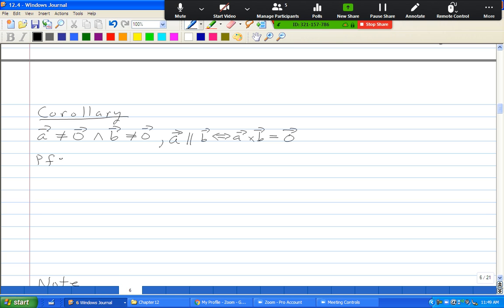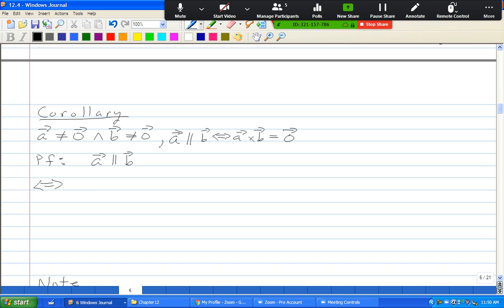Two vectors will be parallel if and only if the angle of intersection between those two vectors, and for the angle of intersection I'll take the smallest angle, so the minimum angle between the two vectors, the angle that's between, let's say, 0 and pi, where these two vectors intersect.